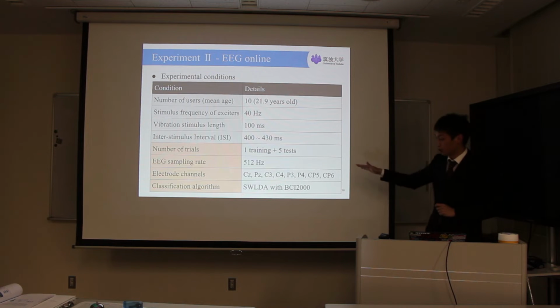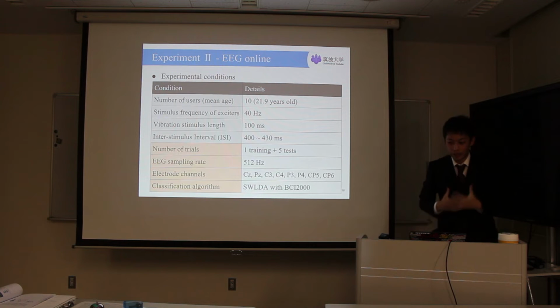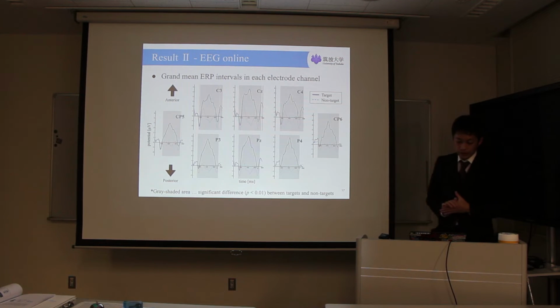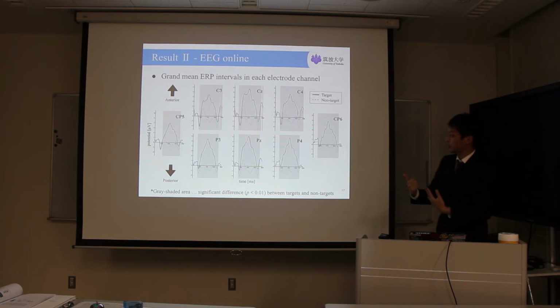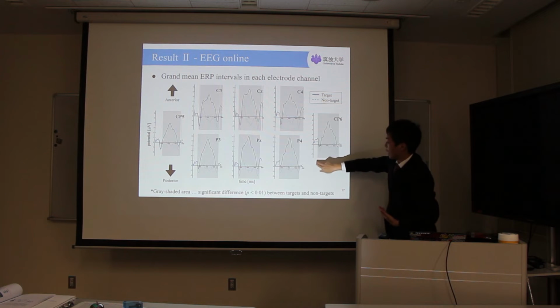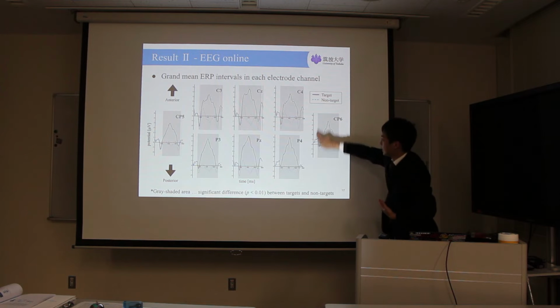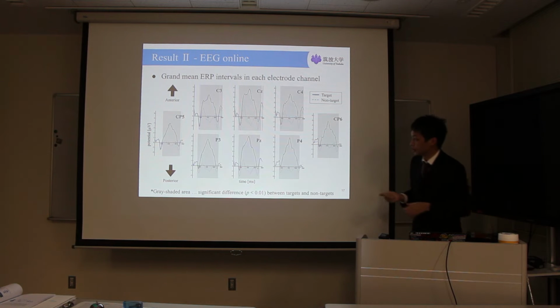Electrode channels are attached to the central areas, and SWLDA, which is a linear discriminant analysis with variable selection using stepwise regression, was applied as a classification algorithm. So this is the ERP interval, which is the duration after the vibrotactile stimulus is given to the users. The length is 800 milliseconds, and the vibrotactile stimulus is given for just 100 milliseconds to each user.